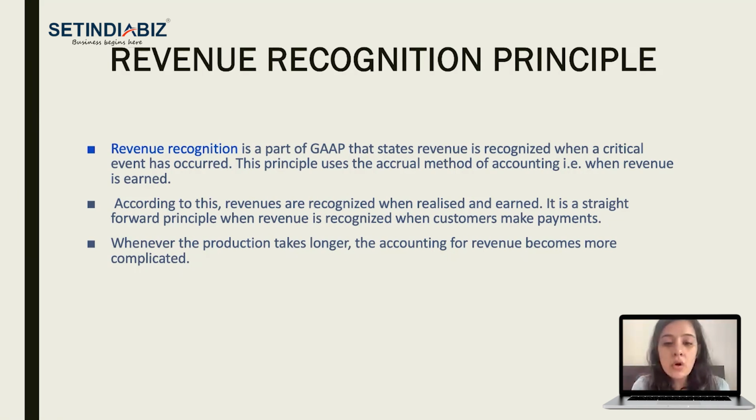Whenever the production takes longer, the accounting for revenue becomes more complicated, right? Why is there complication when production takes longer? This is because production may take a time period of maybe 6 months. So it is difficult for the company to say when the raw material is converted into work in progress and into the final product, and when that final product will be sold. If it takes very long, maybe a year, maybe 6 months, it is very difficult to relate that final product and its sales, right? So this is the revenue recognition principle.